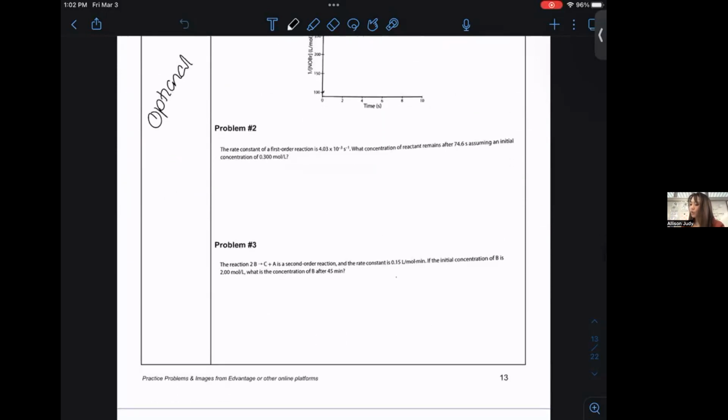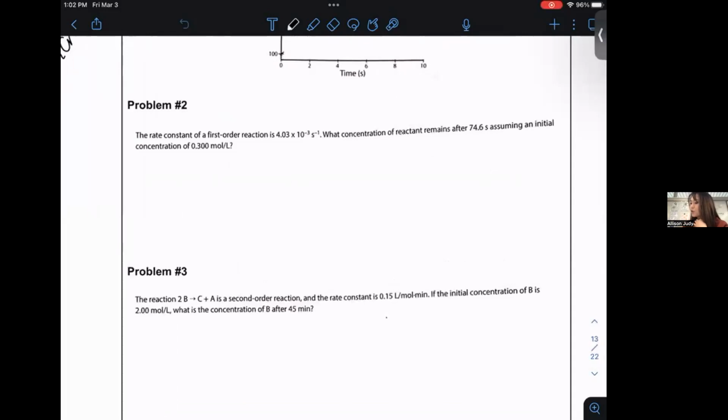But practice problem 2, what we're told is that the rate constant of a first order reaction is 4.03 times 10 to the negative 3 seconds to the negative 1. What's the concentration of reactant remaining after 74.6 seconds, assuming initial concentration is 0.3? So what you should have done is used your natural log integrated first order. So natural log of C final equals negative kt in seconds. Time here is always assumed to be in seconds, plus natural log of the original.